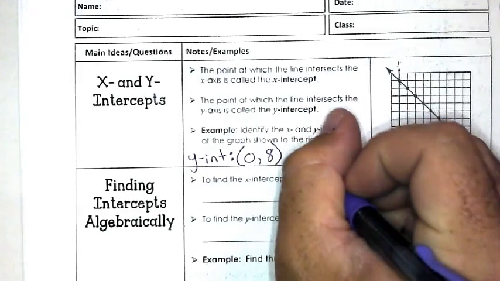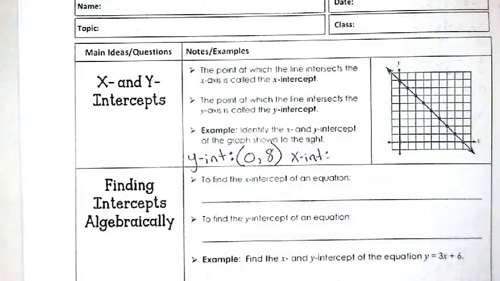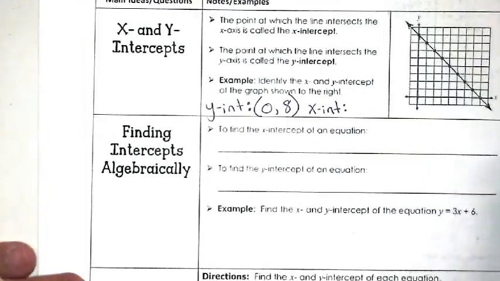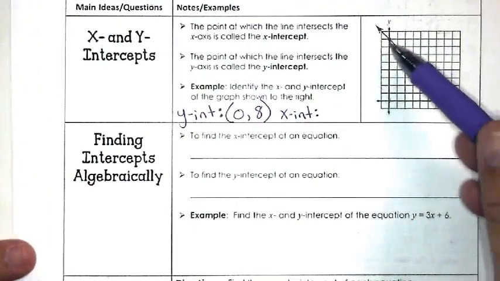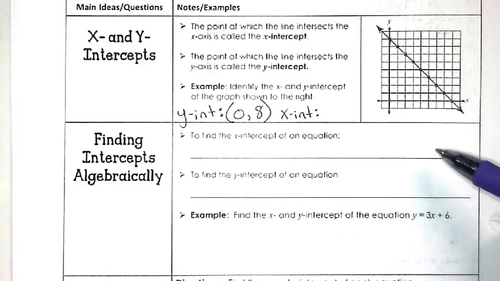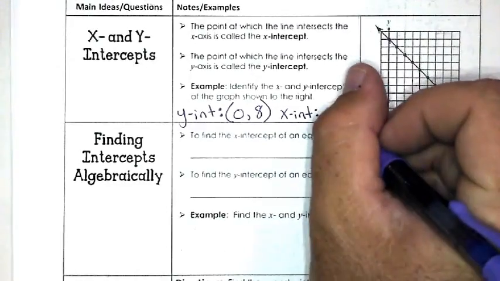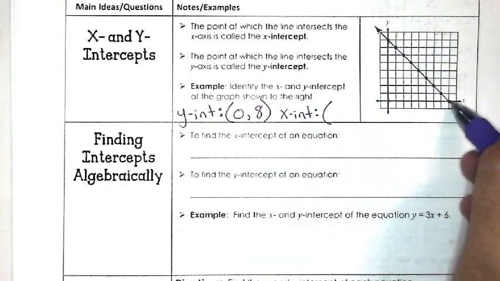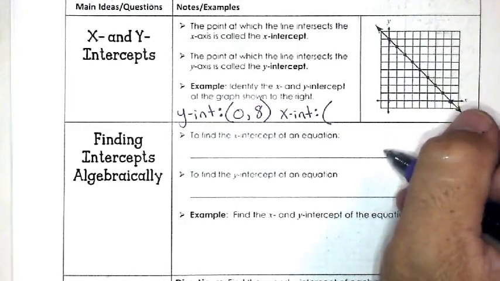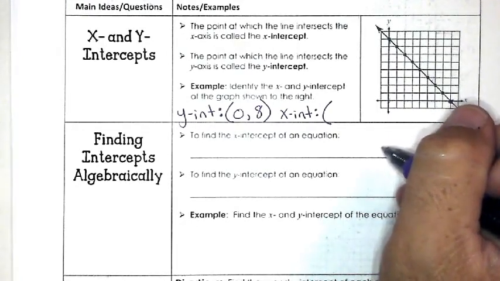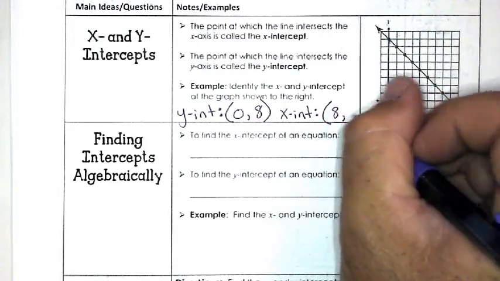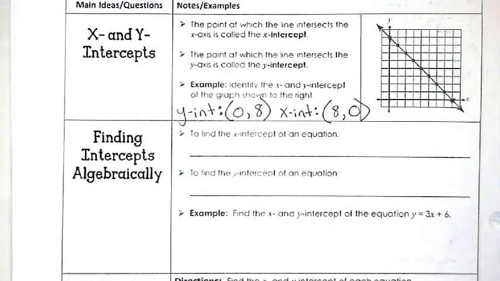The x-intercept is no different. If the y-intercept is where the graph crosses the y-axis, the x-intercept is where the graph crosses the x-axis. Now, the x value in this situation is 8, and the y value is 0. Look at that. Now, that's how you find the intercepts on a graph. Very easy, very simple.